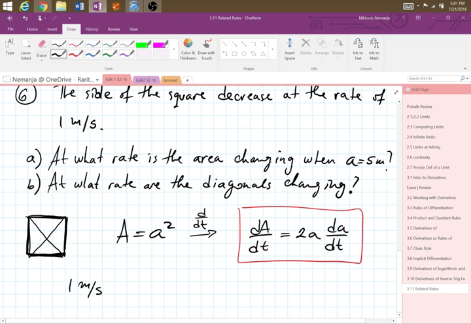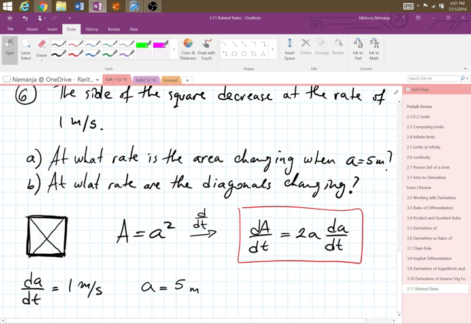Which one? Yes, we have two dA/dt's. The lowercase, yes. It's the lowercase, because it says the side, and lowercase a is the side. So the side of the square is decreasing at the rate of blah, blah, blah. And then we also have from part A that a is 5 meters.